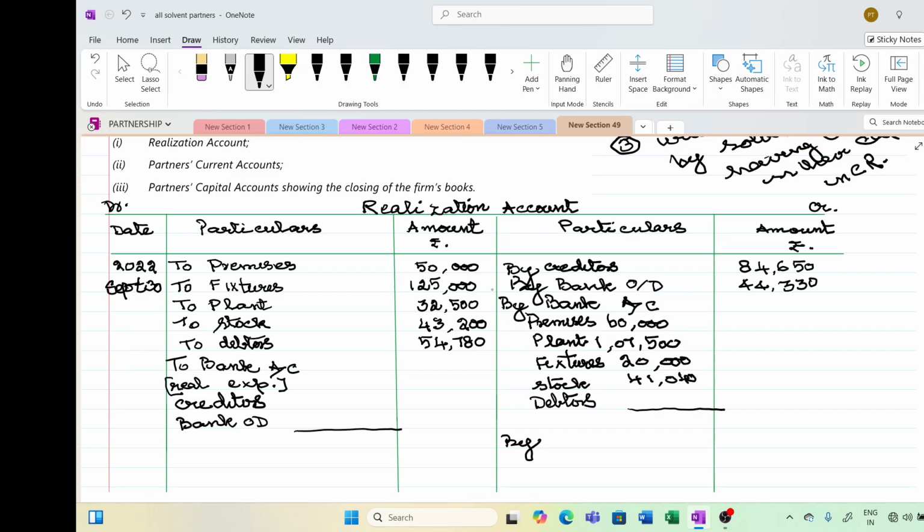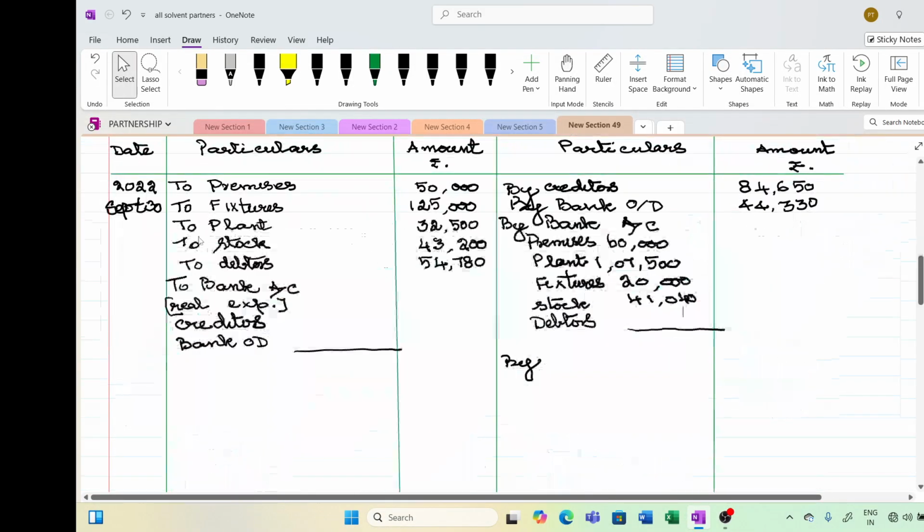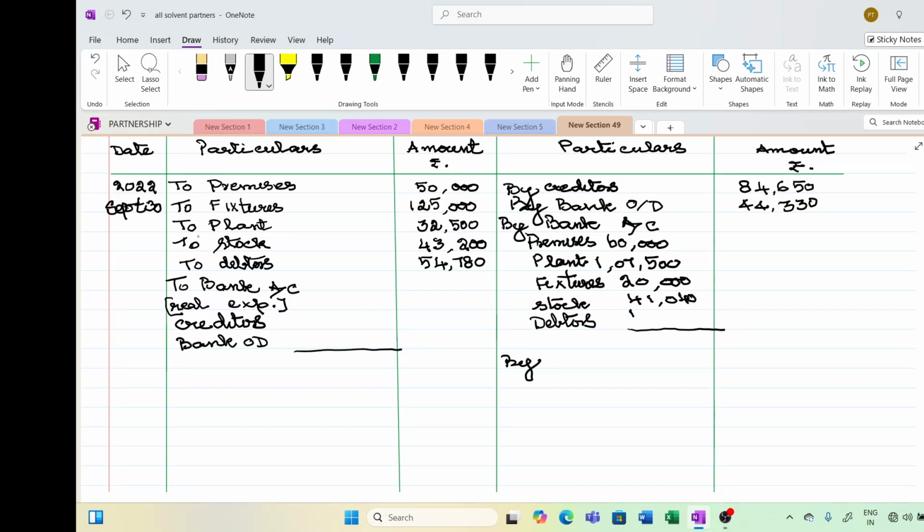Then comes debtor. Debtor realized 45,900. So this much amount we have received in bank by giving the assets. So the total comes to 60,000, 1,07,500, 20,000, 41,040, 45,900, which is 2,74,440. This is the amount realized in the bank.